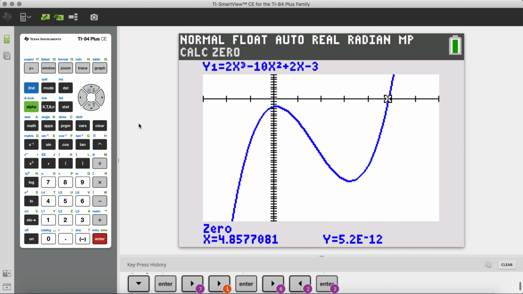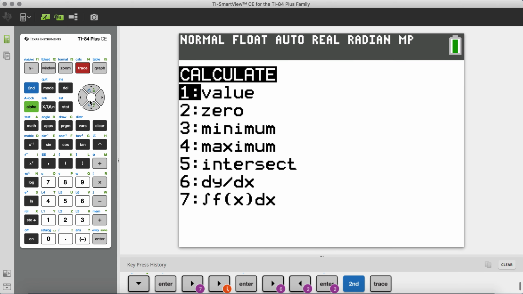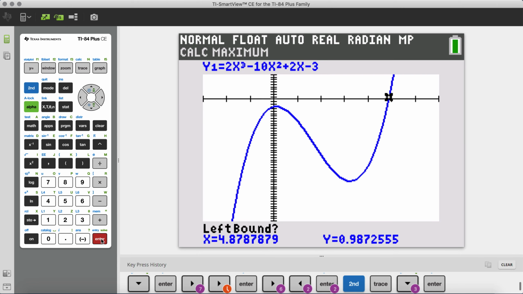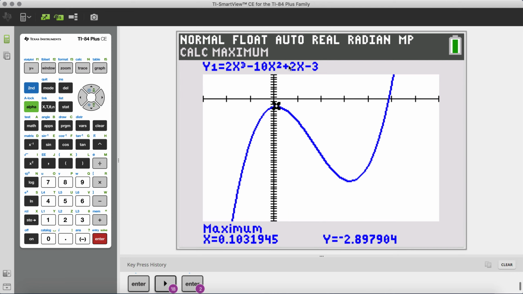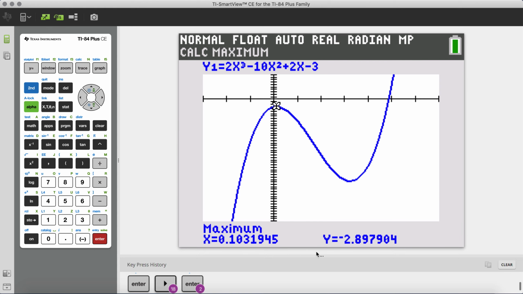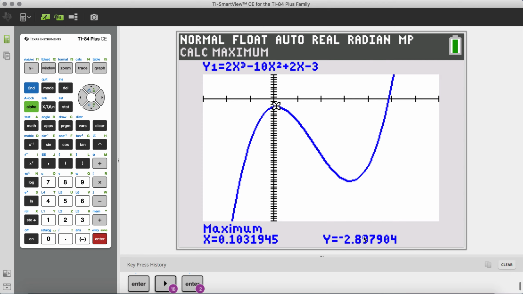So for the maximum value, we're going to go second trace. We're going to go down to maximum. And then it says we need a left bound of the maximum, so we need to go way over here to the left. Okay, and we need to go past that maximum. We click enter. And now we need to go to the right of that maximum. Make sure you go past it. Okay, click enter again, guess, just click right on the bound, and then it takes us right to our maximum value. So the maximum value here is at 0.10, comma, -2.90 is how we would round for that one.